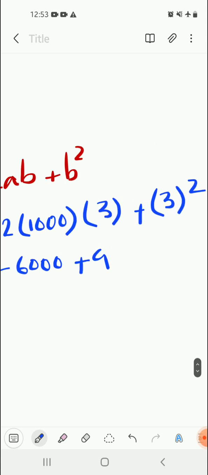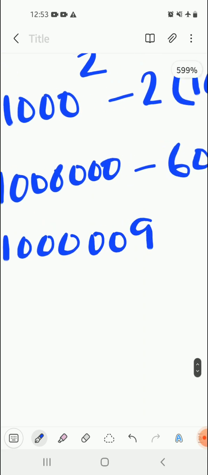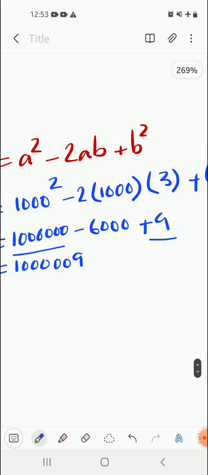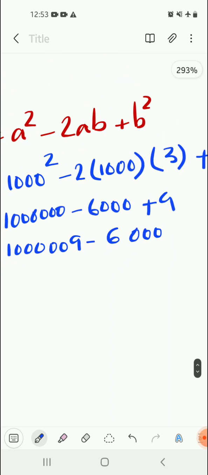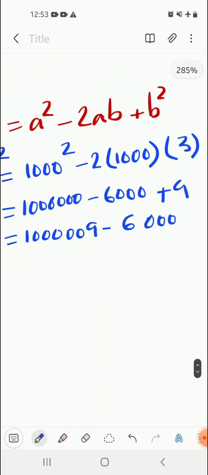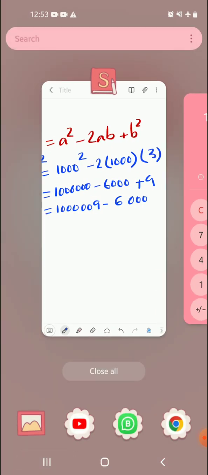Minus this will be plus. So we can write it in this manner: 1 triple 0 double 0 and 9, by adding the positive number 9. Now from this number we are going to subtract 6000. Let's do it. 1 triple 0 double 0 9 minus 6000 gives 994009.